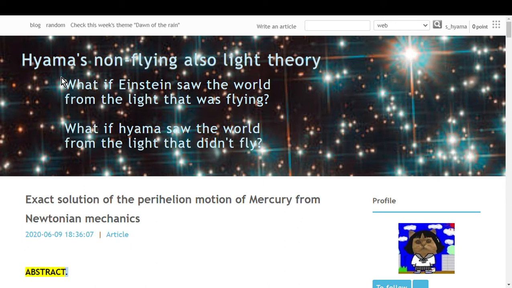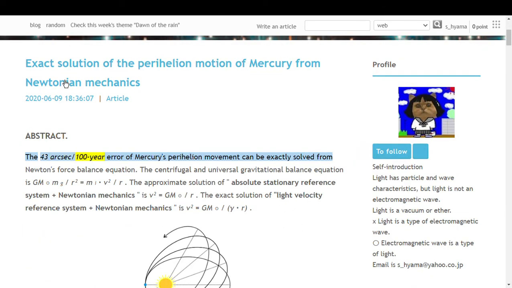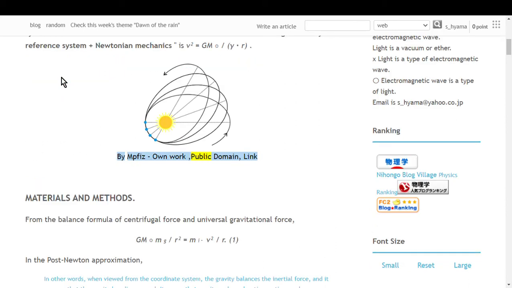Abstract. The 43 arcsec 100-year error of Mercury's perihelion movement can be exactly solved from Newton's force balance equation. The centrifugal and universal gravitational balance equation is G m_g M / r^2 = m_i v^2 / r. The approximate solution of absolute stationary reference system plus Newtonian mechanics is v^2 = GM/r. The exact solution of light velocity reference system plus Newtonian mechanics is v^2 = GM/r. By MPFI's own work, public domain, link.